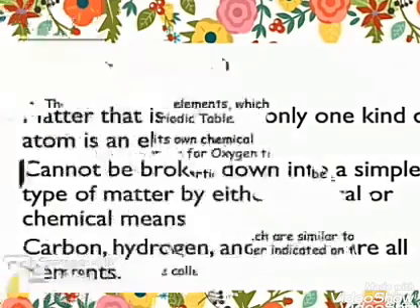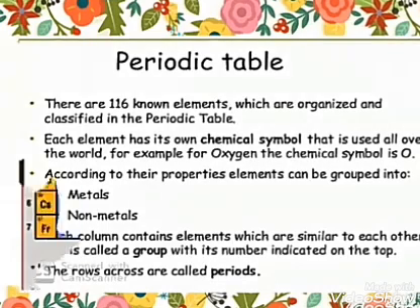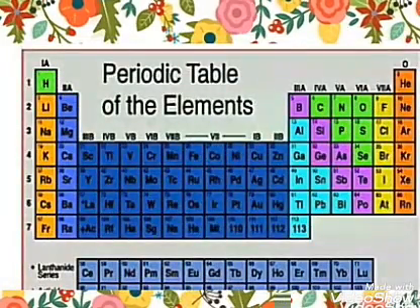Carbon, hydrogen, oxygen are elements. There are total 116 elements that are properly managed into periodic table. Each element has its own chemical symbol that is used all over the world. This is the picture of periodic table showing different types of elements arranged in a proper manner in a number of columns and rows.